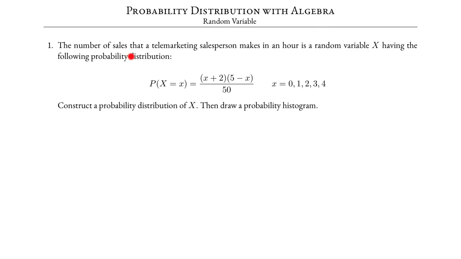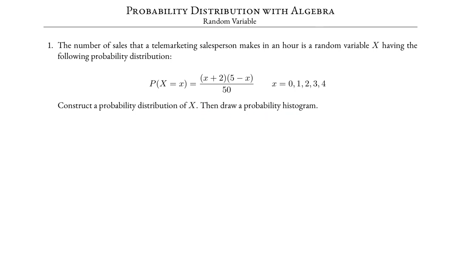The number of sales that a telemarketing salesperson makes in an hour is a random variable x having the following probability distribution. P of x equals lowercase x equals x plus 2 times 5 minus x over 50, where x equals 0, 1, 2, 3, or 4. Construct a probability distribution of x, then draw a probability histogram.